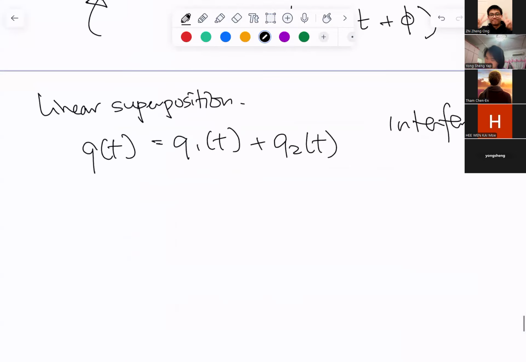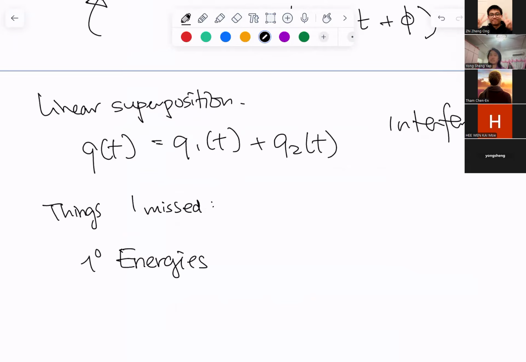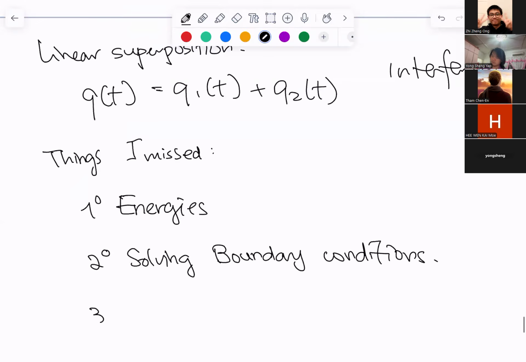So basically I should wrap up. This is the things I missed. I always talk about equations of motion, so I never talked about energies. I will put a section on that on the sheets so you could take a look at energies. I also never talked much about solving with boundary conditions and other wave phenomena. Some of that I will include in the notes.